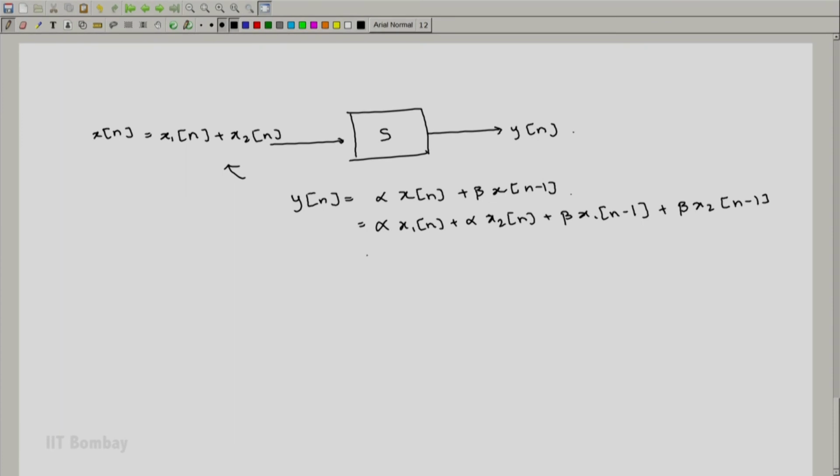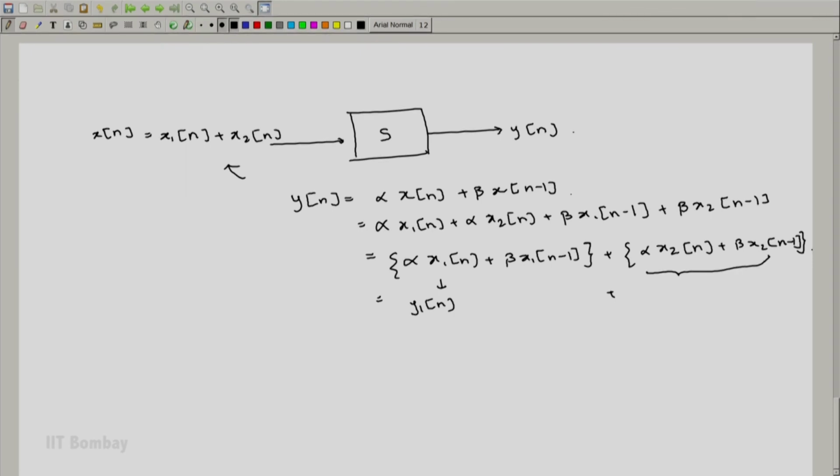So this is alpha x1 of n plus beta x1 of n minus 1, plus alpha x2 of n plus beta x2 of n minus 1. Very good, that's correct. Now give this a name. What is this really? Yes. So this actually is y1 of n, and this is y2 of n. Fantastic. So in fact, now can you interpret this?